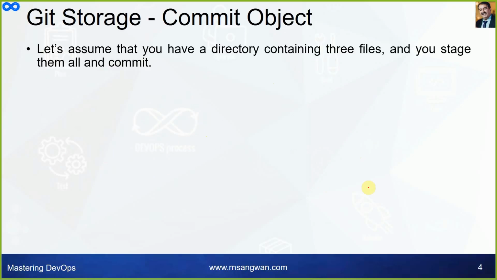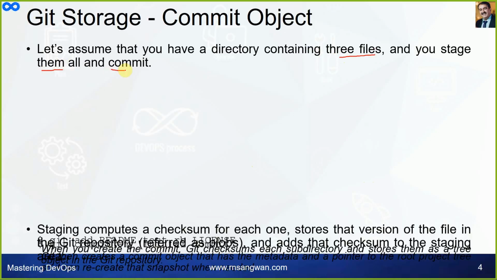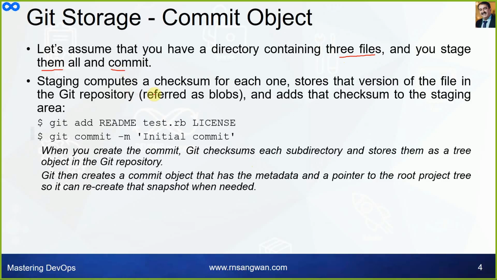What exactly happens, to be precise, with the commit object? Let's assume that you have a directory containing 3 files and you stage them all and commit. Staging computes a checksum for each one, stores that version of the file in the Git repository, referred to as blobs, binary large objects, and adds that checksum to the staging area. Like when you say git add readme test.rb license, you are adding 3 files to the staging area and then you are committing it with git commit -m initial commit.